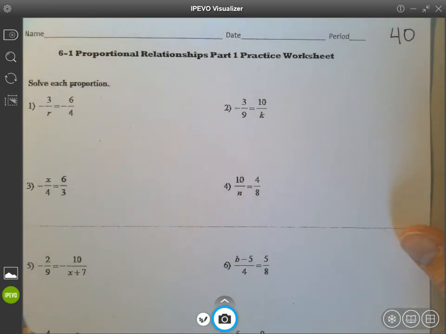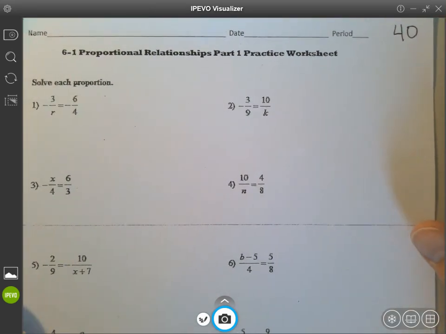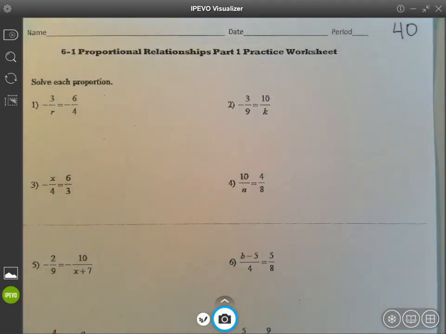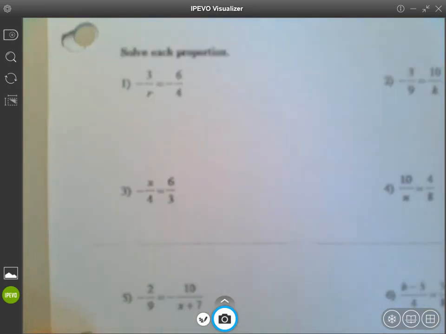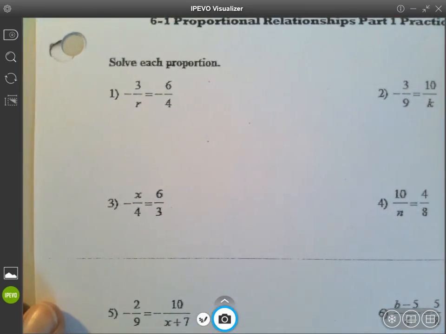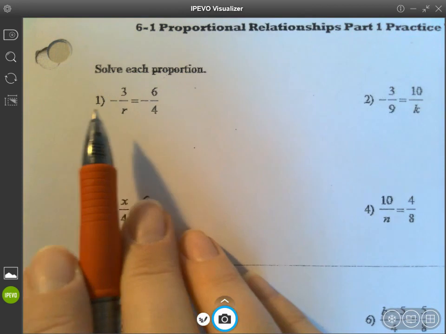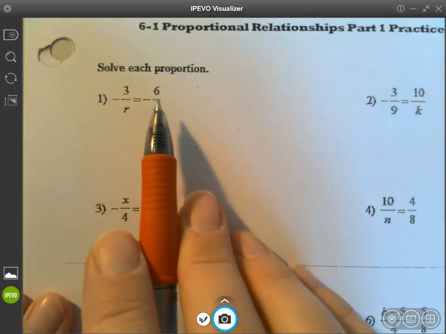Okay, we are looking at worksheet 40 and we are talking about proportions and solving for an unknown. So I'm going to zoom in here a little bit and we're going to get started. So the idea here, and I'm going to start with this, I'm not worried about this negative sign, but we are going to deal with them in a minute.